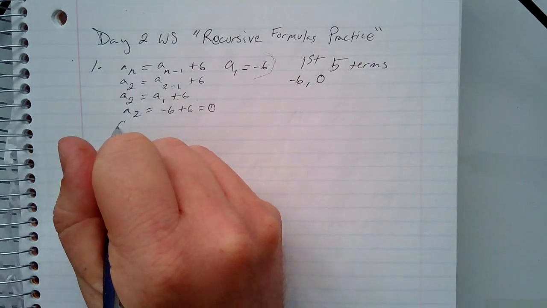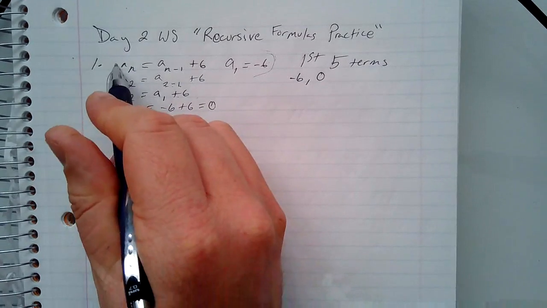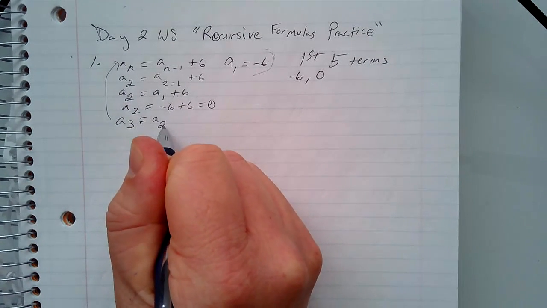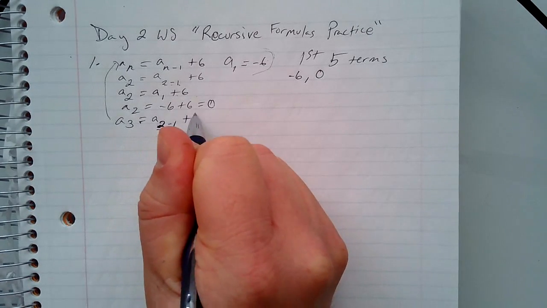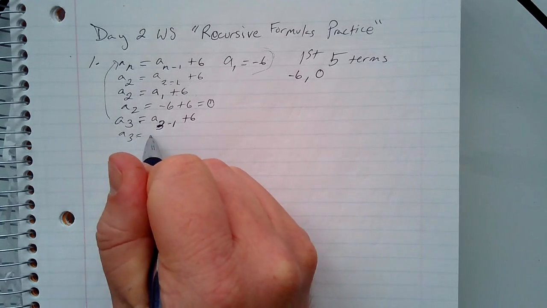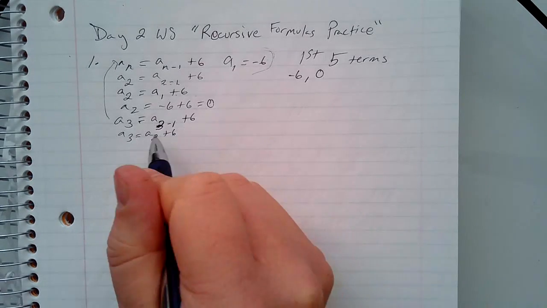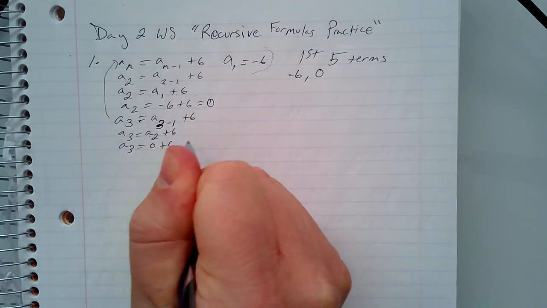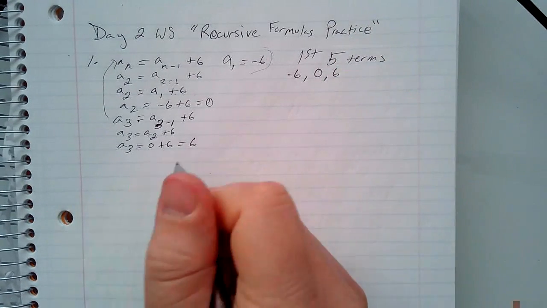So if I wanted a sub 3, going back to this equation up top, a sub 3 is equal to a sub 3 minus 1 plus 6. Well, what's a sub 3 minus 1? A sub 3 is equal to a sub 2 plus 6. A sub 2 was 0, so a sub 3 is equal to 0 plus 6, or 6. Do you see how this is working?